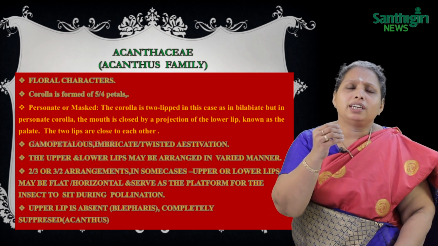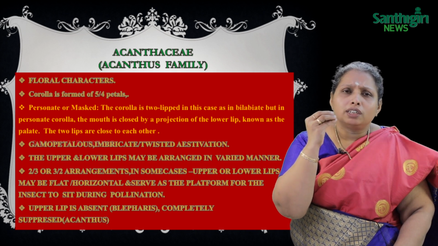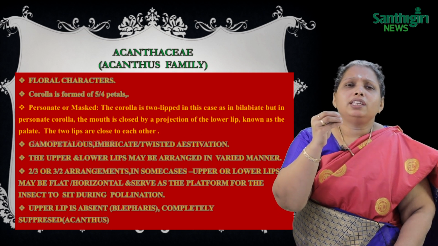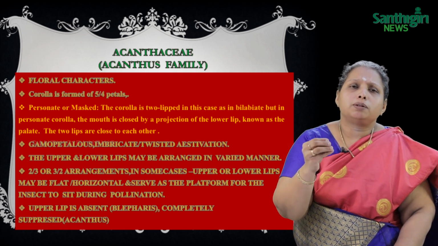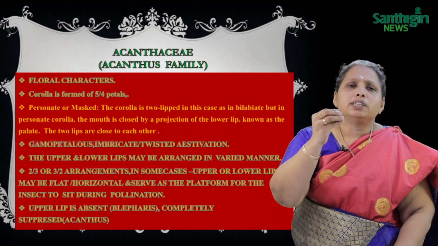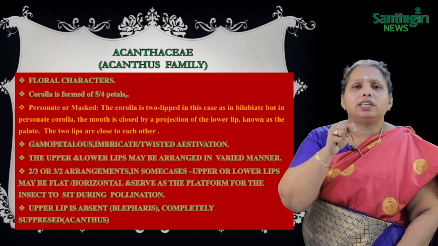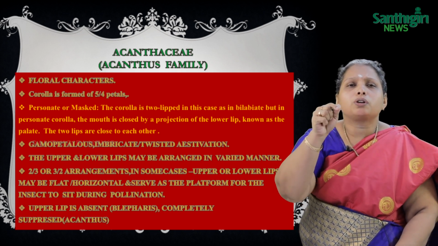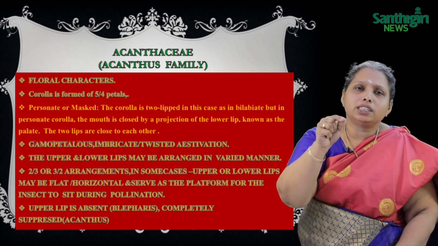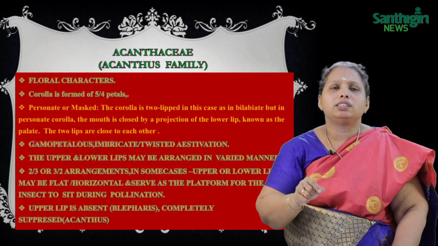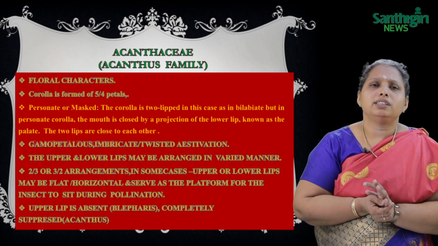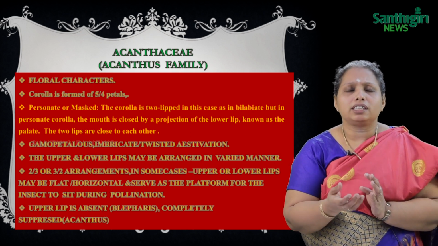While you write the floral formula, you should remember that when the upper lip is absent or lower lip is absent or both are present, you should write it as upper lip, then corolla 2 by 3 or 3 by 2 or corolla 0 by 2 or 0 by 3 or 3 by 0 or 0 by 3. This manner should be followed.